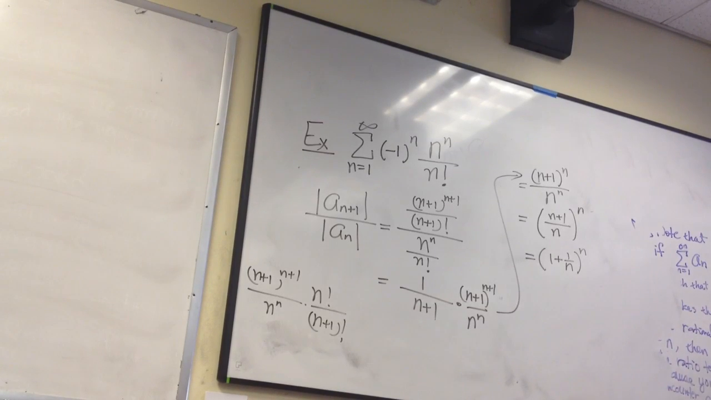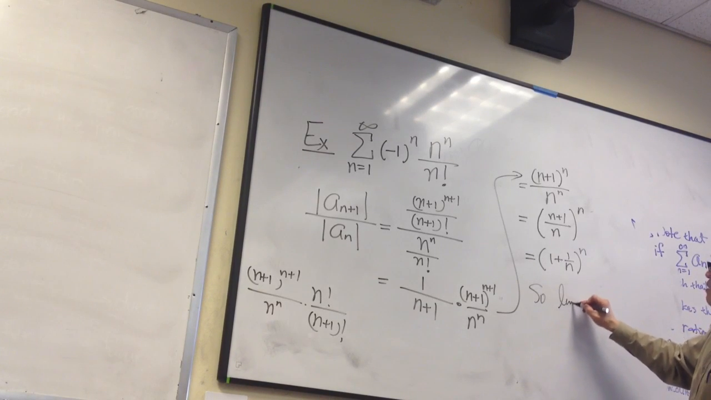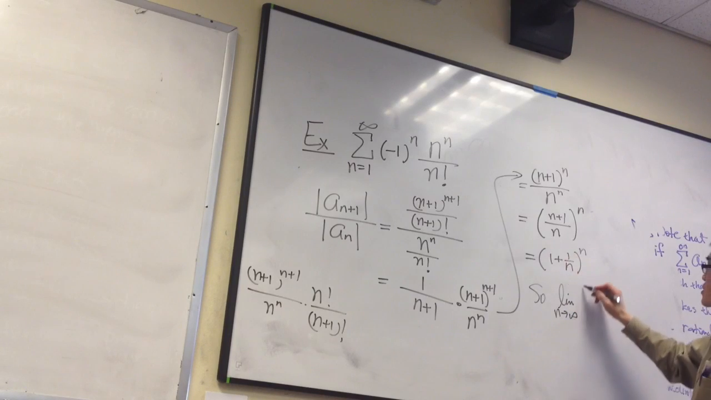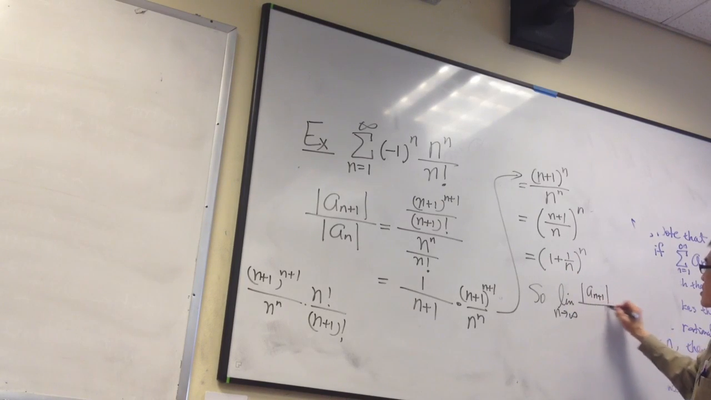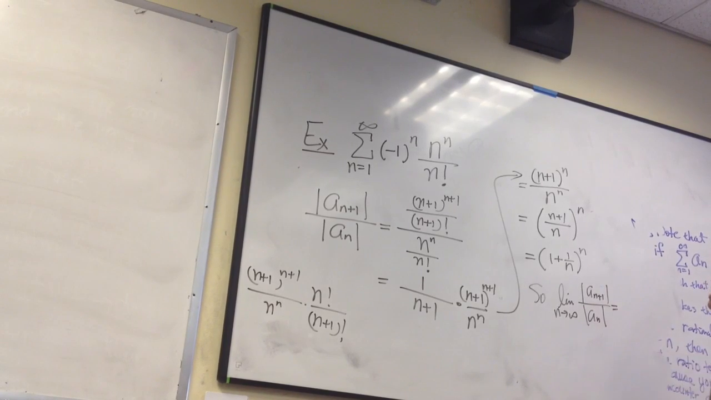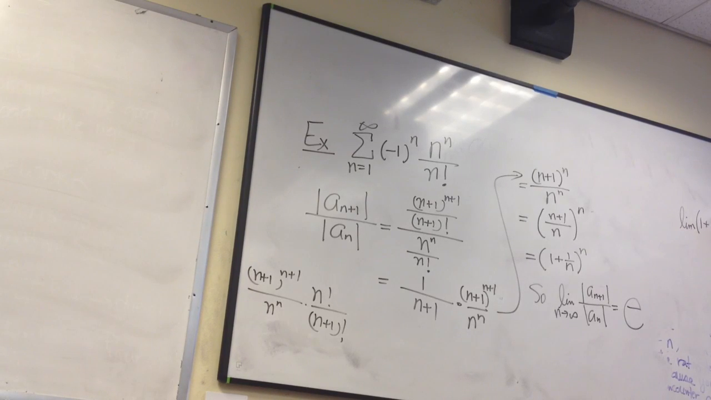After this computation, now I clean up that ratio. So the limit of that ratio, therefore, is e. Have you seen this before? Have you seen this limit, 1 plus 1 over n to the nth power, n goes to infinity, is equal to e?